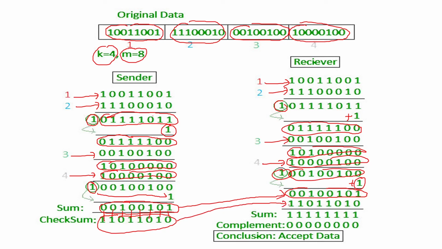Now when you sum up the actual sum and the complemented sum, you will get all 1s, 1 1 1 1 1 1 1 1. Then if you complement that, you will get all 0s. This is the procedure done at the receiver. If this last stage shows all zeros, then you have to accept the data. If it is not showing all zeros, then there is an error. You cannot accept the data; you have to reject the data.